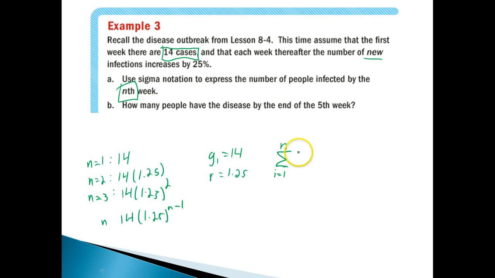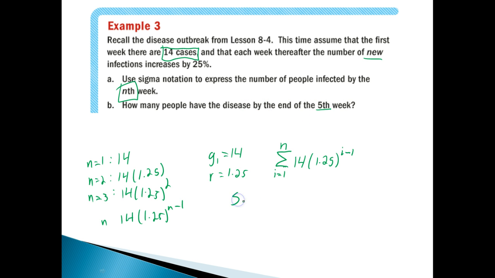Of G1, which is 14, so I'm just going to put in my explicit formula here, times my ratio, 1.25, raised to the i minus 1. I have to use i minus 1 here because i is my index. I didn't use n here. And that is going to give me the number of people that are infected in the nth week. Now for the next one, they want me to actually calculate how many people have the disease by the end of the 5th week.